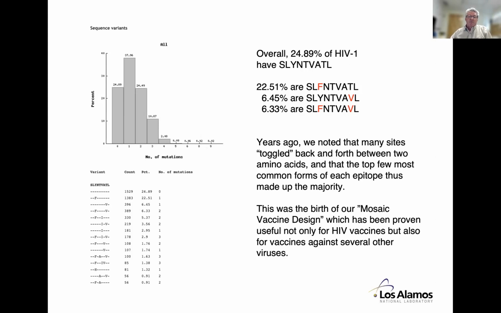So that was the birth of our Mosaic vaccine design tool, which designs 2 or 3 or 4 synthetic viruses that have natural sequences like SLYNTVATL or the whole natural GAG protein encoded, but they have a combination of these mutations such that you cover all of the diversity seen in the viruses with very few different vaccine strains put into the vaccine.